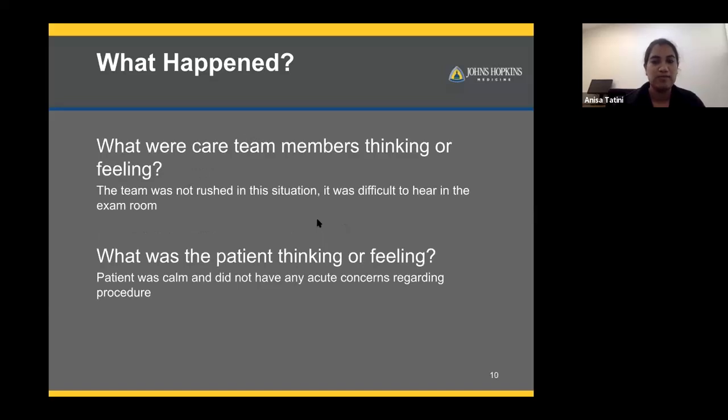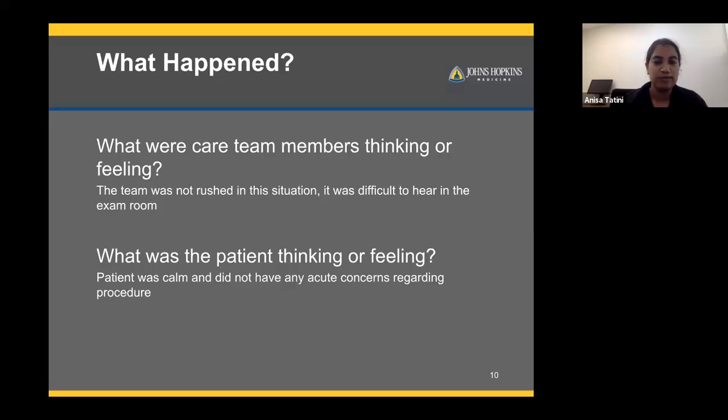And what was the care team members thinking or feeling? So I will say in this situation, we were not rushed to do this procedure. I will say I am someone who is deaf in my right ear, and it has been hard for me to hear in the setting of masks and face shield currently. It was also a bit loud in the room at the time.